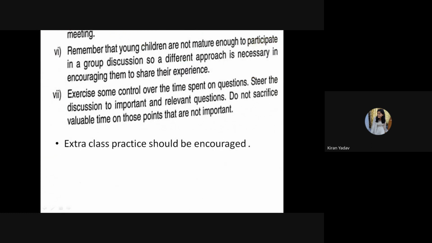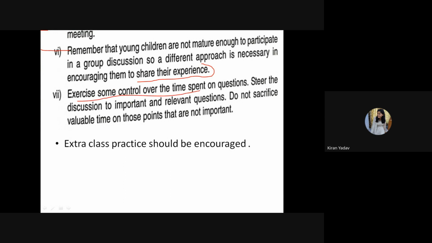After that, remember that young children are not mature enough to participate in a group discussion. So a different approach is necessary in encouraging them to share their experience. They should be encouraged to take part in the discussion, to share what they feel. Exercise some control over the time spent on questions.